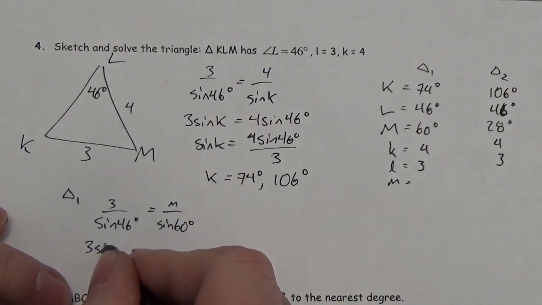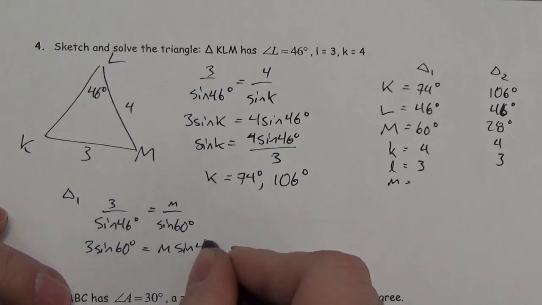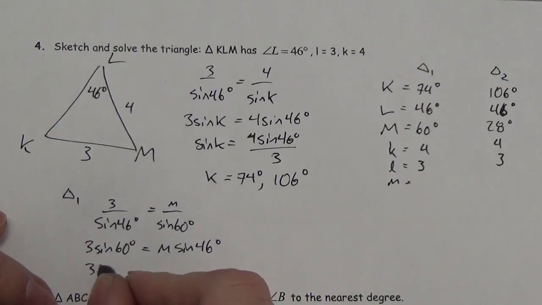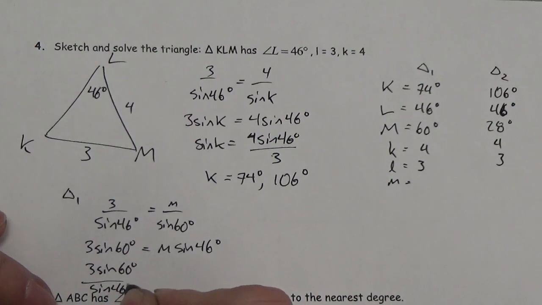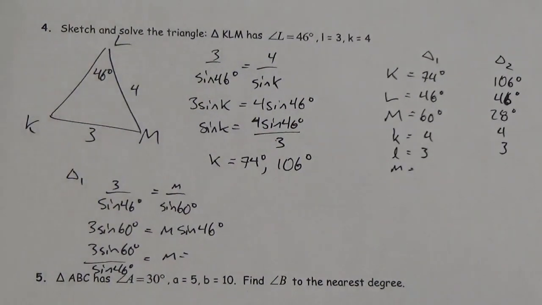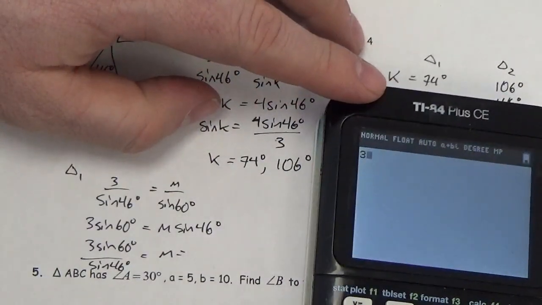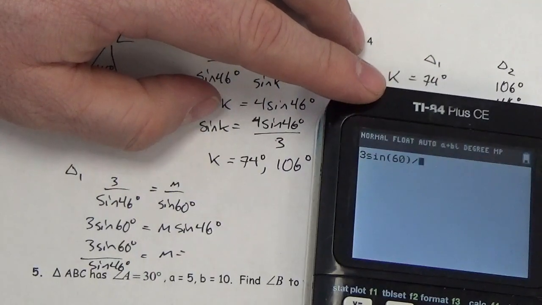So 3 sine of 60 is going to equal m sine of 46, and so I'll divide 3 sine of 60 over the sine of 46 is equal to m. Oh, that's almost off the screen there. And now let's figure that out. So 3 sine of 60 divided by the sine of 46.